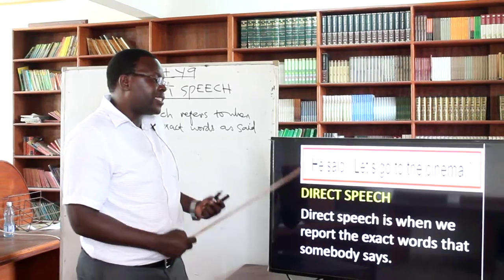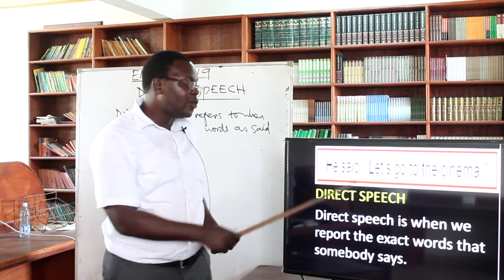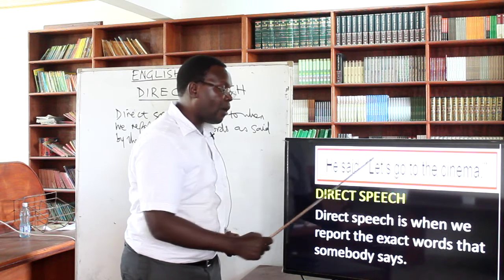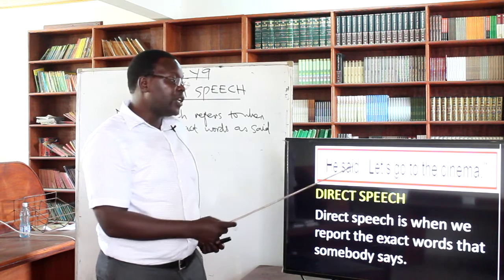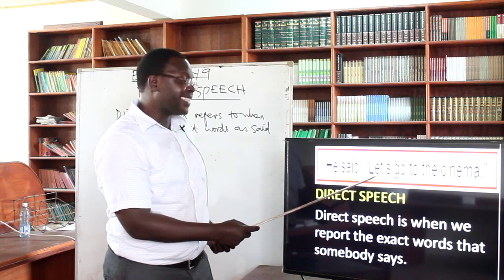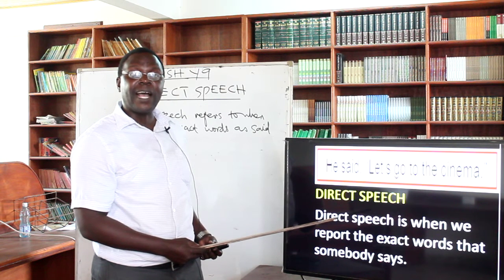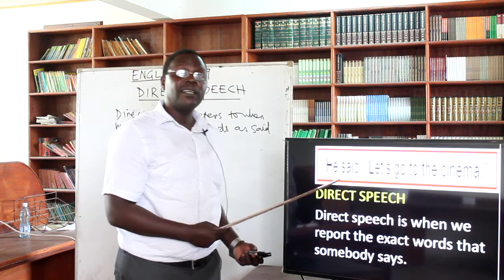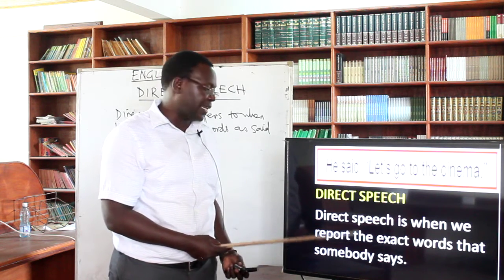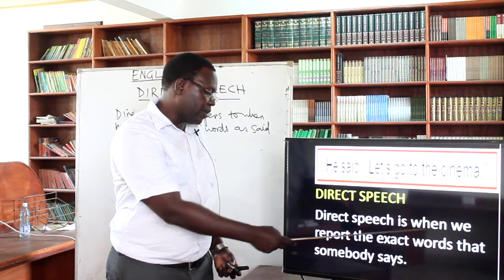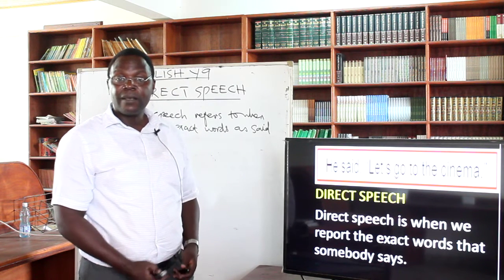So when you are reporting that way, we use the inverted commas. This is the opening and this is the closing inverted commas. So as we do that, we present this work exactly the way it was said by the speaker, who could be John, Samuel, Abdi or Hassan. Direct speech is when we report the exact words that somebody says. I think that is important.